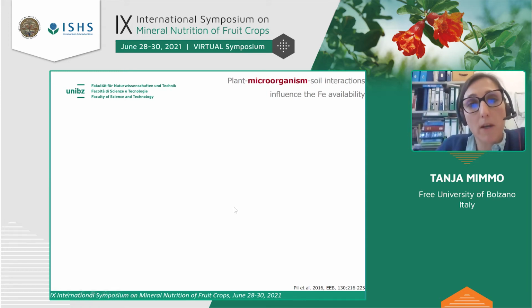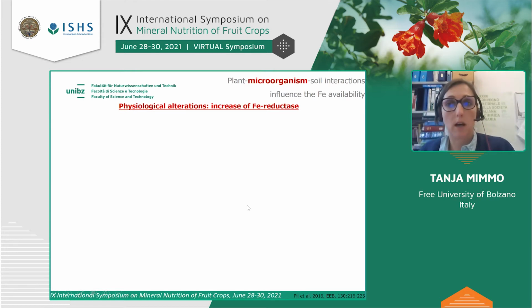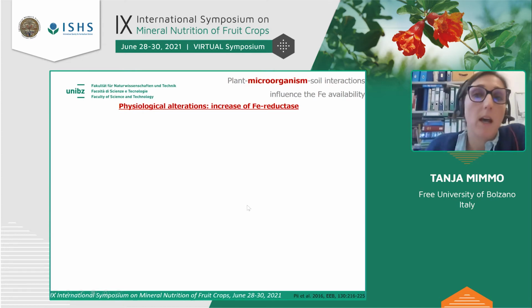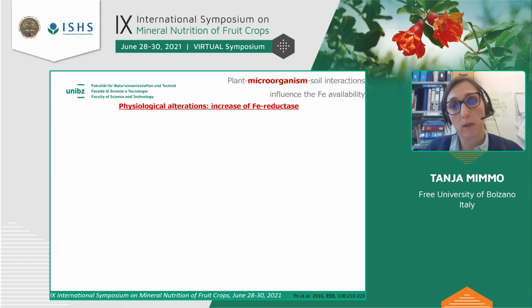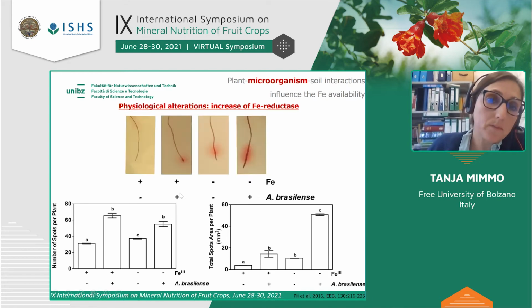For these experiments, we used cucumber plants, in full nutrient conditions and in iron deficient conditions. Now, cucumber is a dicot plant, so it takes up iron in a reduced form. So iron needs to be reduced at the root surface by iron reductase. What we looked at is the physiological alteration induced by the inoculum of this bacterium.